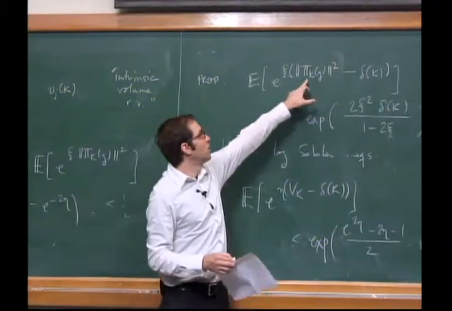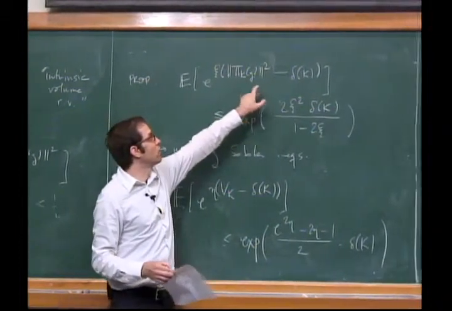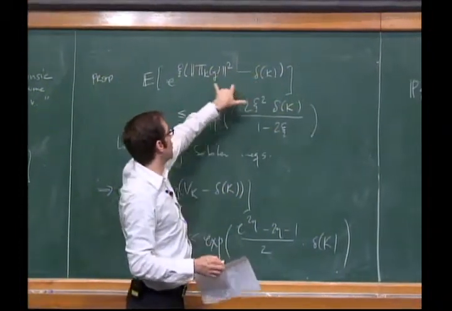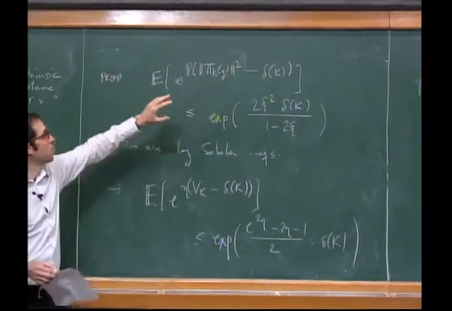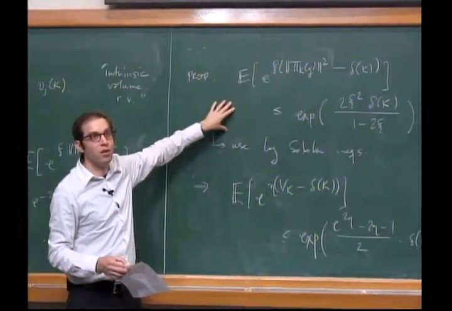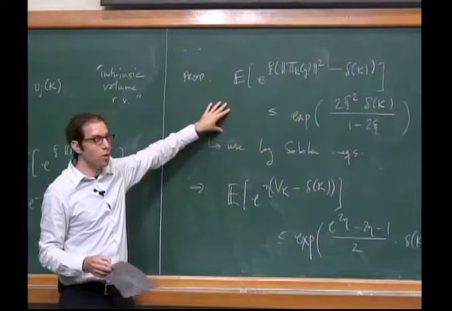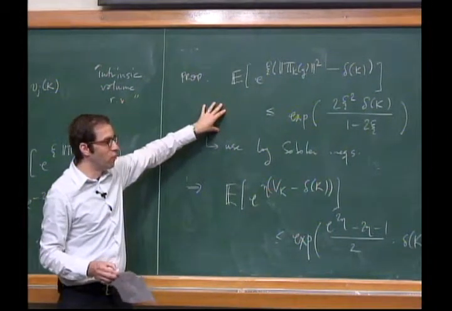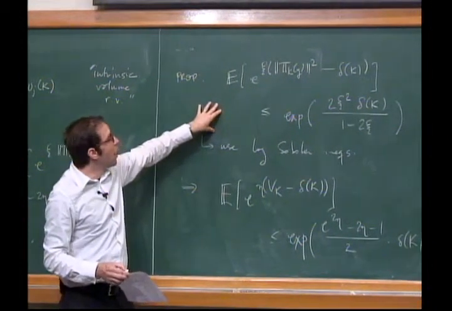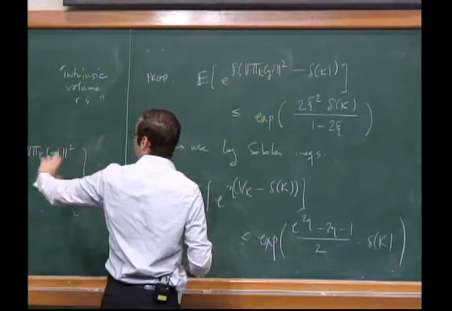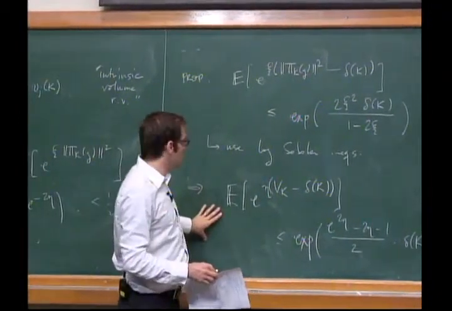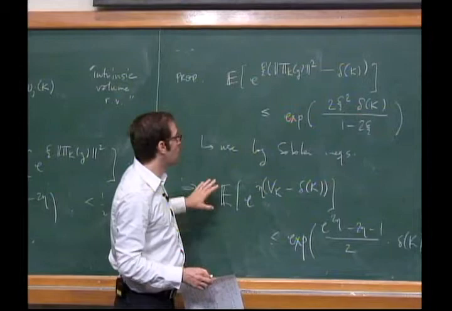So this, when centered, so remember the mean of this is the statistical dimension. When you center this random variable, its moment generating function is bounded. This follows from log Sobolev inequalities, which are a classical method for producing concentration. And then when you combine this result with this, and you apply the Bernstein trick, well, okay.